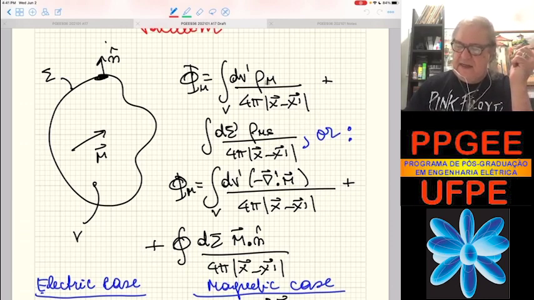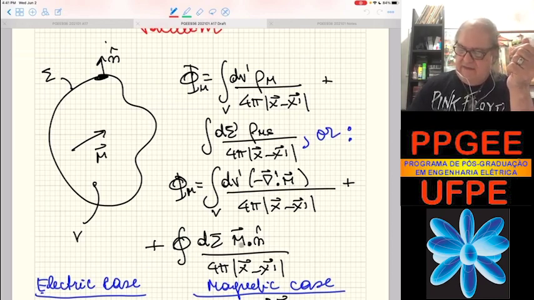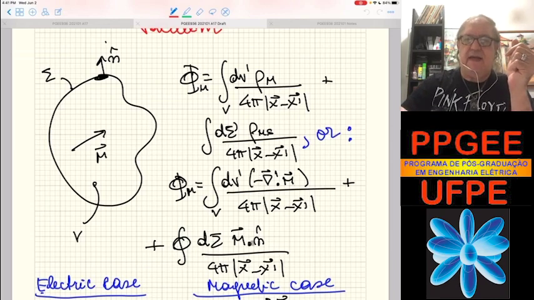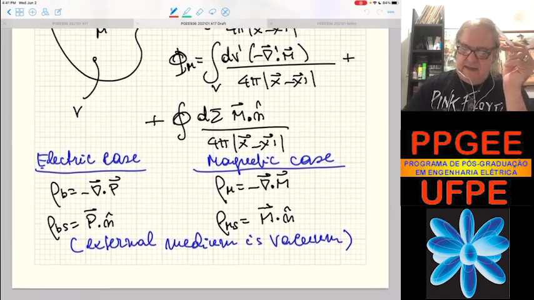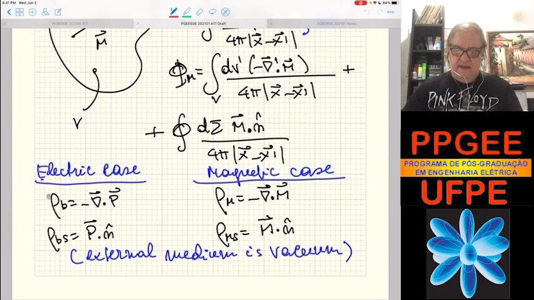And replacing this by the definition, rho m equals minus the divergence of M. On the surface, as I told you, if the outer medium is vacuum, you have rho ms equals the projection of M. Just to show you the similarity in the electric and magnetic cases. That's what happens in the electric case: rho b equals minus the divergence of the polarization, and rho bs is the normal projection. In the magnetic case, you have the same thing, every time the external medium is vacuum. We would have an equation that's similar.